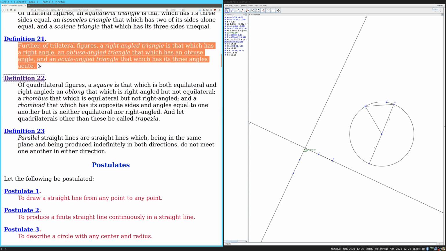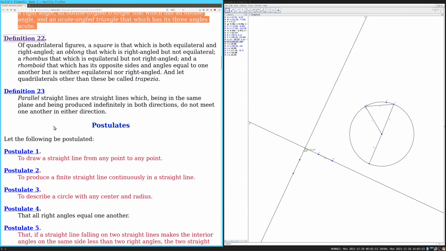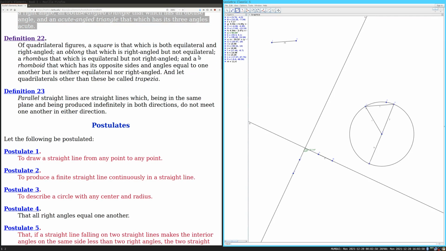Parallel straight lines are straight lines which, being in the same plane and being produced indefinitely in both directions, do not meet one another in either direction. Okay, let's talk about the postulates. Postulate 1: to draw a straight line from any point to any point. So this is saying we can make line segments. Typically Euclid's geometry is called ruler and compass construction. More accurately it would be straightedge and compass construction. It's an unmarked ruler.